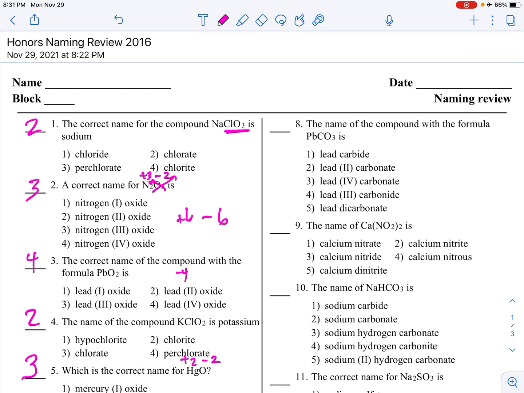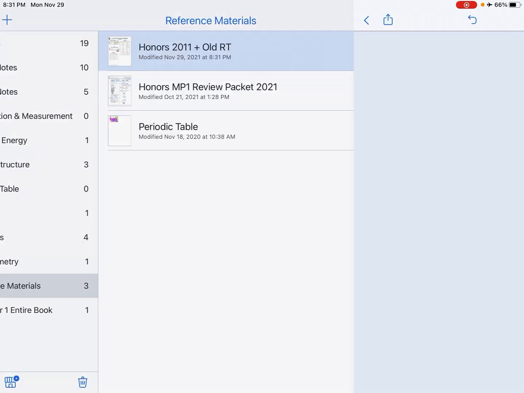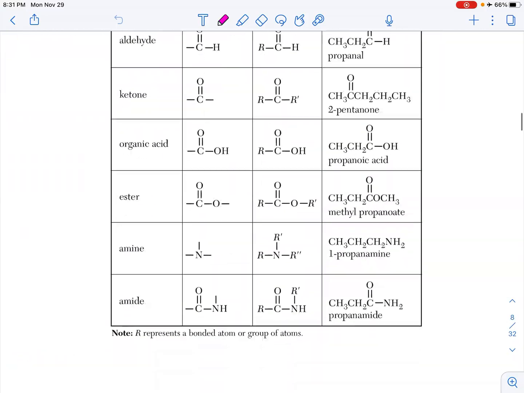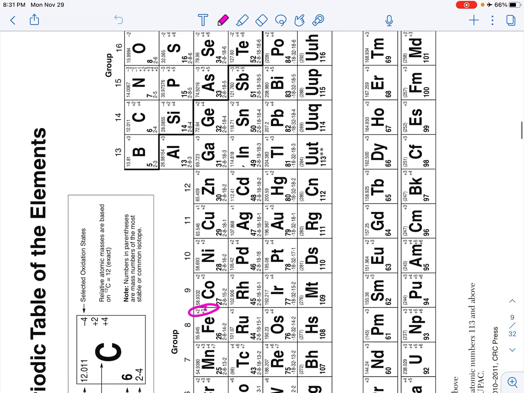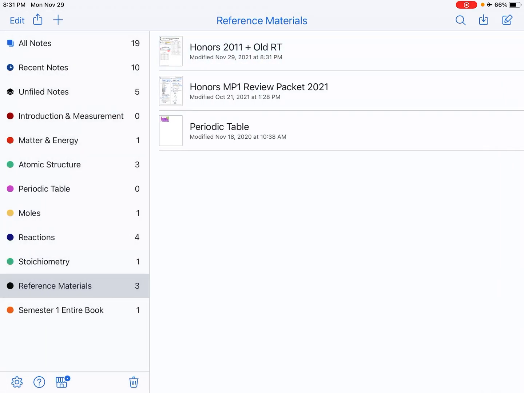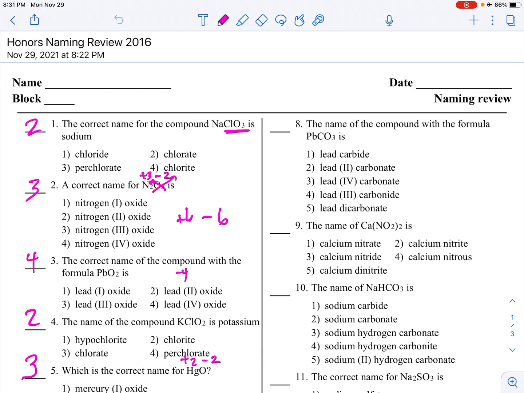The name for the following is, okay, does lead need a Roman numeral? Lead is here, +2 or +4. So we will need that. And then what is CO3? That is carbonate. I know that. If you didn't know that, you can look on reference table E. I just didn't want to keep scrolling back. So if carbonate is CO3 minus 2, lead has to be a plus 2. So that would be choice 2.